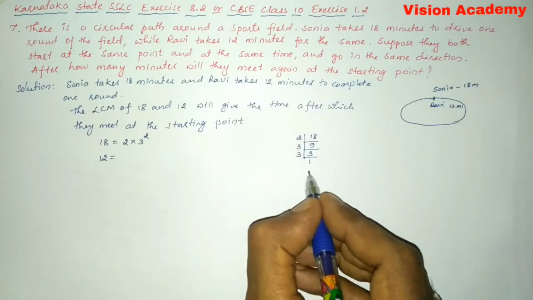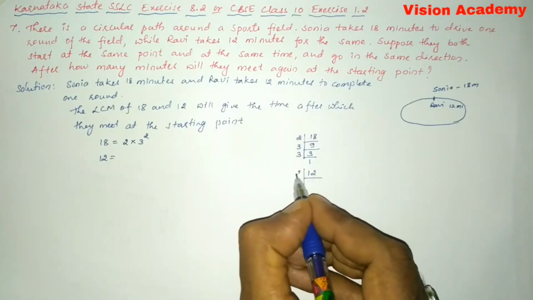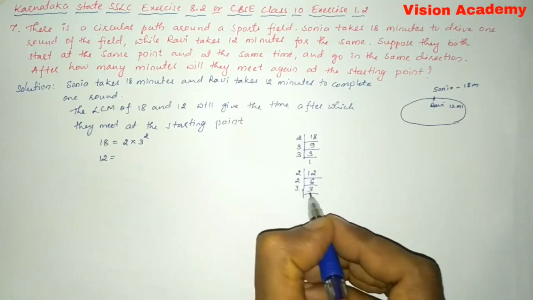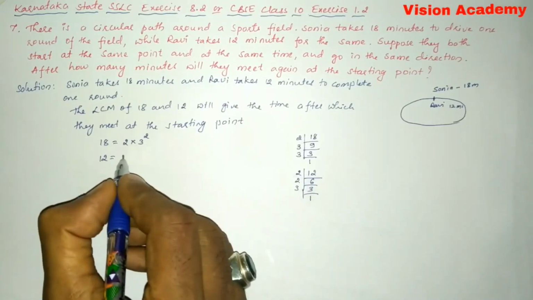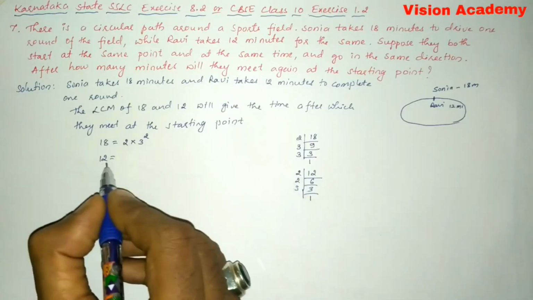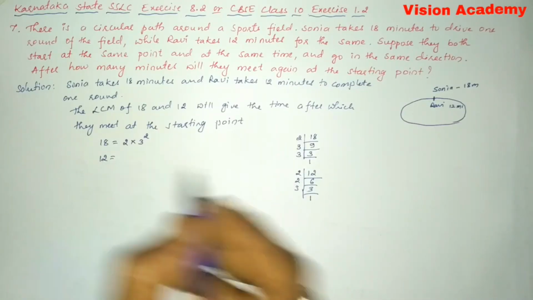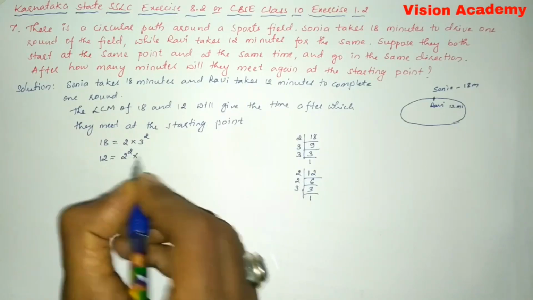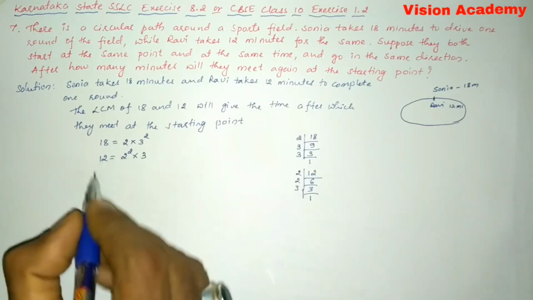Next we will move on to 12. Let us divide 12 by 2. 2 6s are 12, next 2 3s are 6, and this 3 will be divided by 3. Now we can write the prime factors product of 12. So here 2 into 2 gives us 2 square into 3.